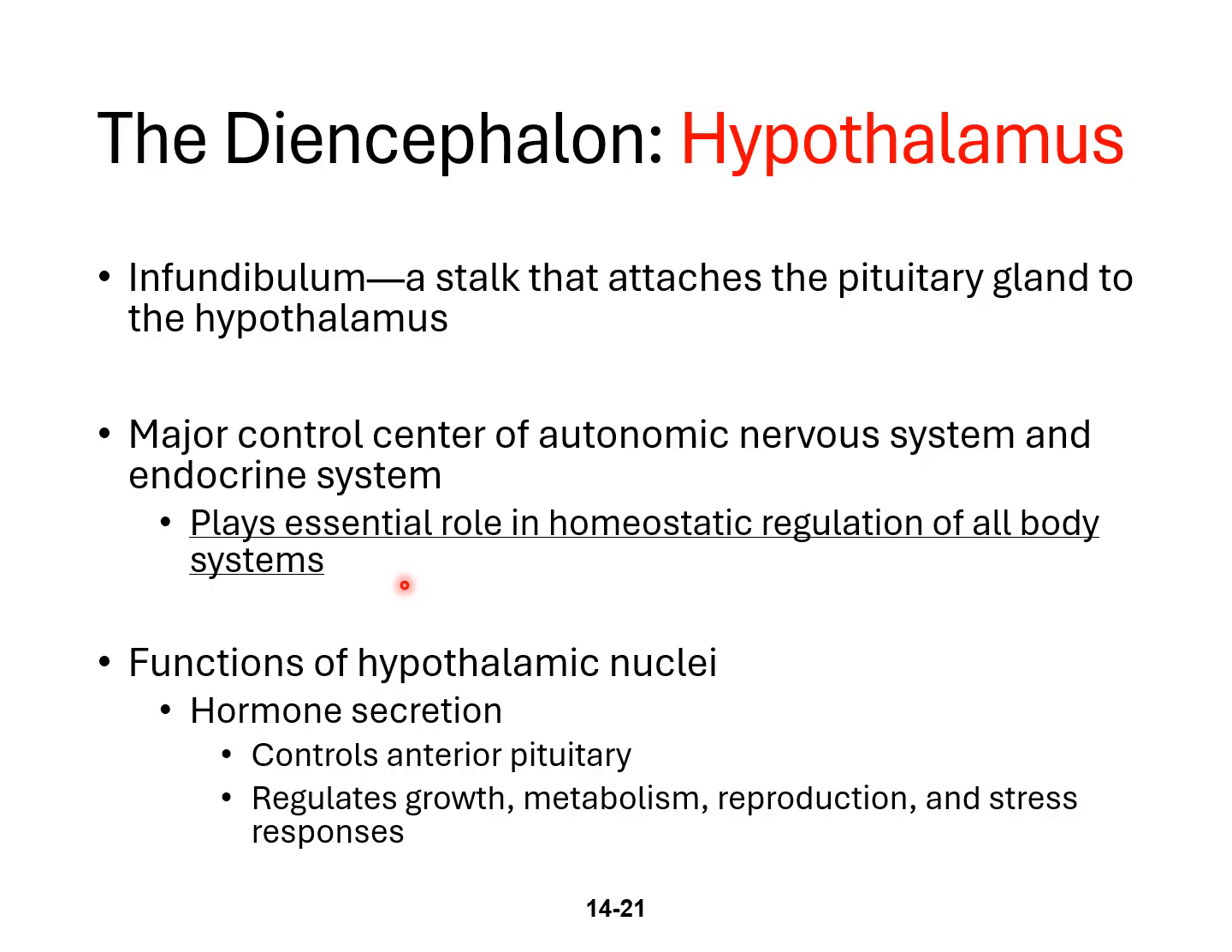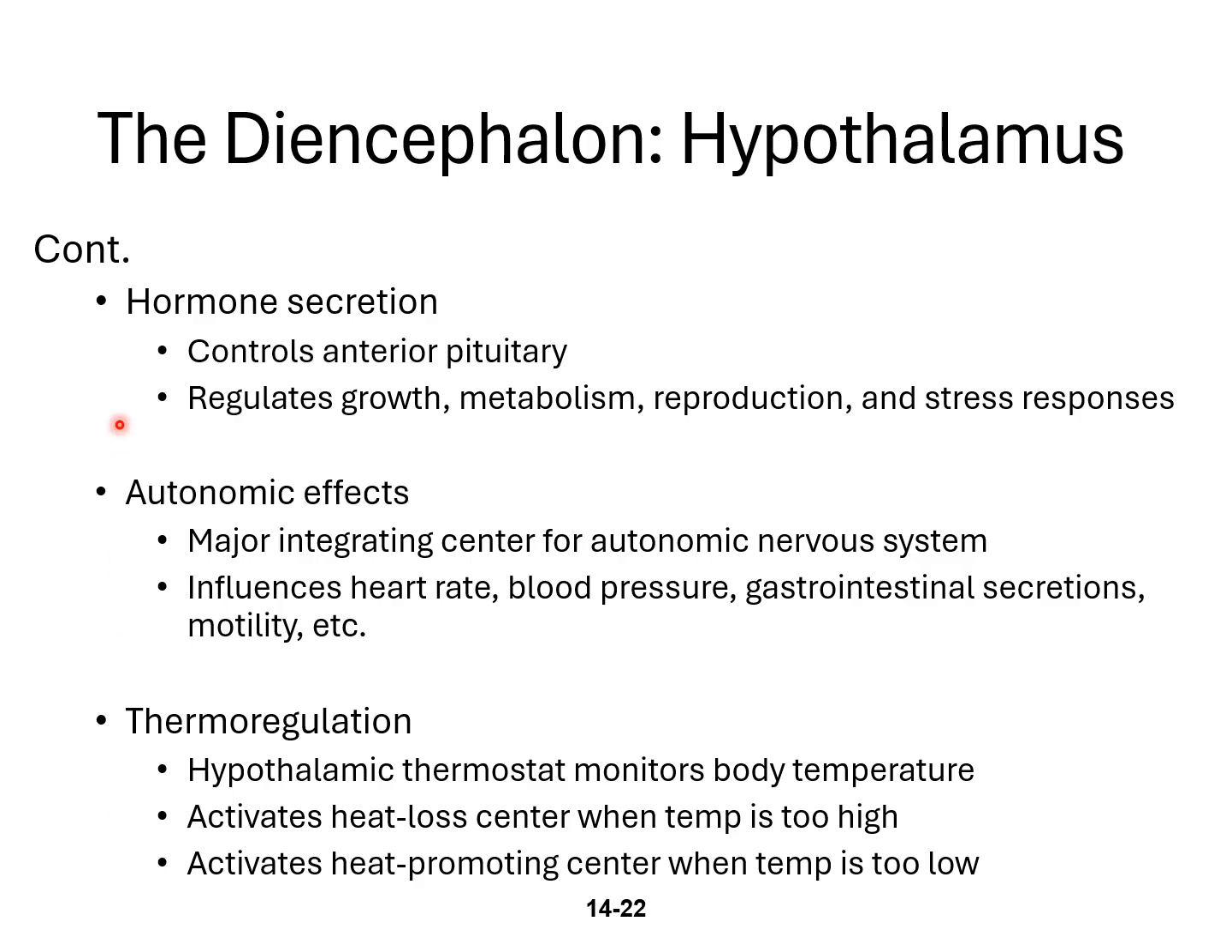So if things get out of whack, the hypothalamus can talk to the pituitary gland, and it can change blood pressure. It can change pH. It can change all these other things. So it controls the anterior pituitary, growth, metabolism, reproduction, stress response. And then more, it can do thermoregulation. So if you get too high, it can start to lose heat. If it gets too cold, it can start promoting heat reabsorption when it's too low.